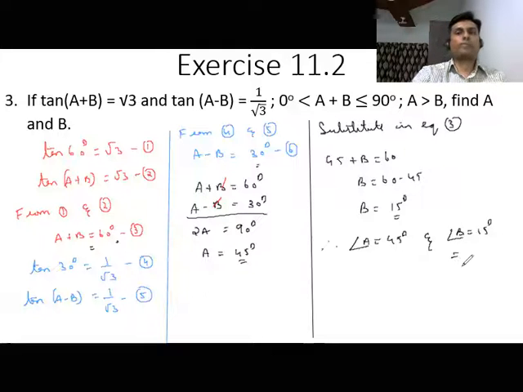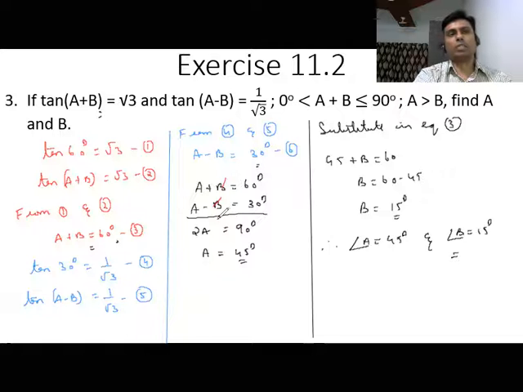This is the answer. So first we saw for which angle you will get root 3 of tan. So tan 60 degrees is root 3. Also tan(A + B) is root 3. That is given in the question. Compare these two equations, you will get A + B is 60. Then for which angle is tan 1 by root 3? Tan 30 degrees is 1 by root 3. Also tan(A - B) is equal to 1 by root 3. Compare these two, you will get A - B is equal to 30 degrees.